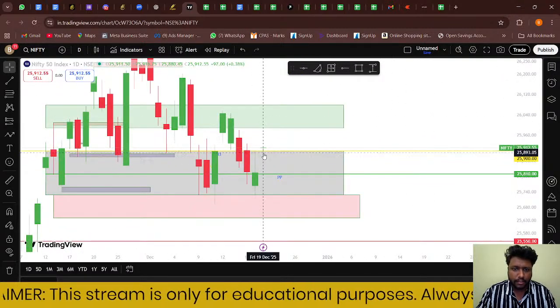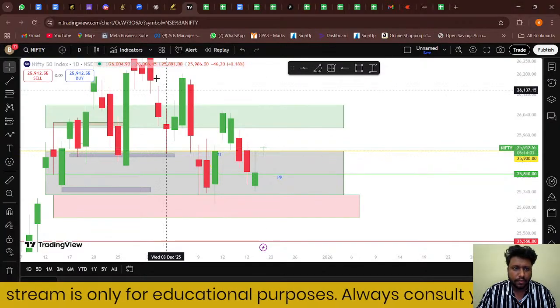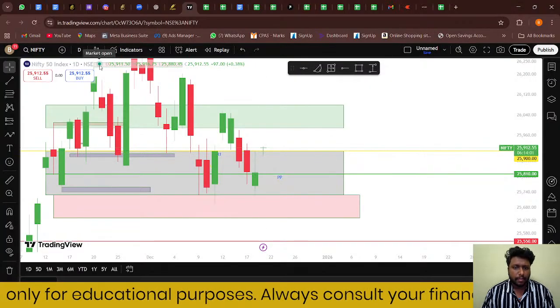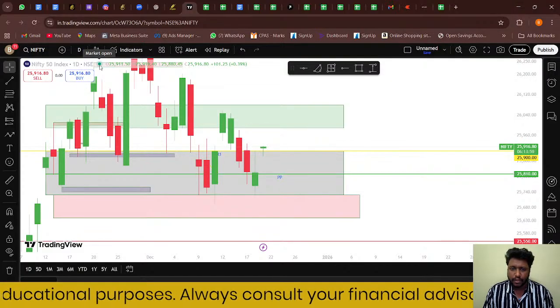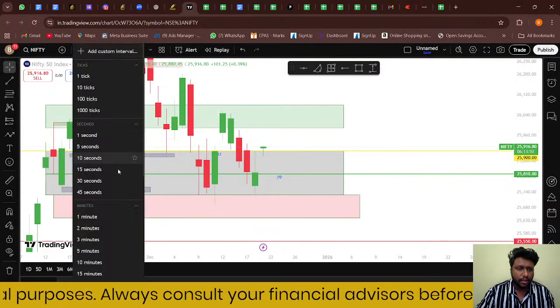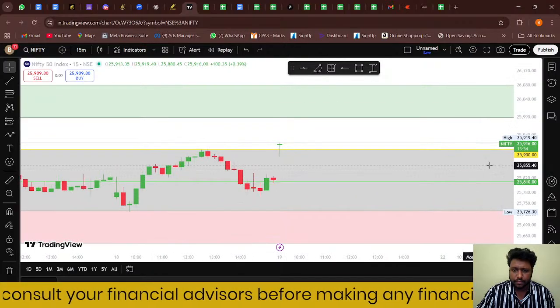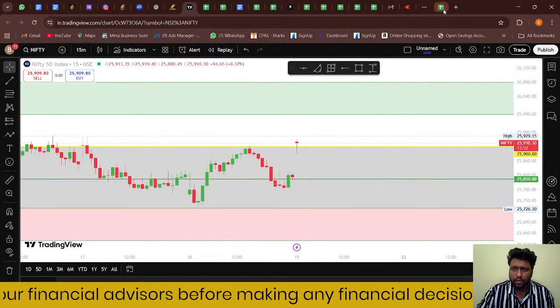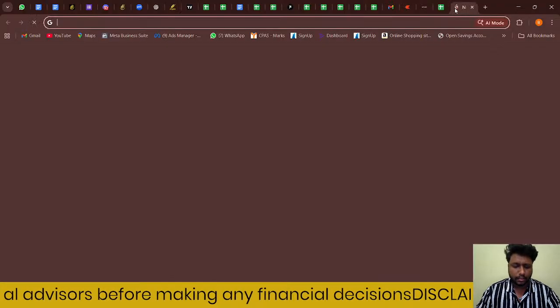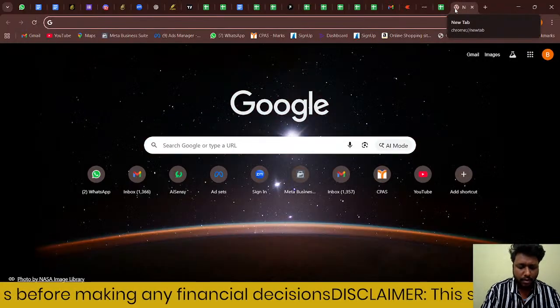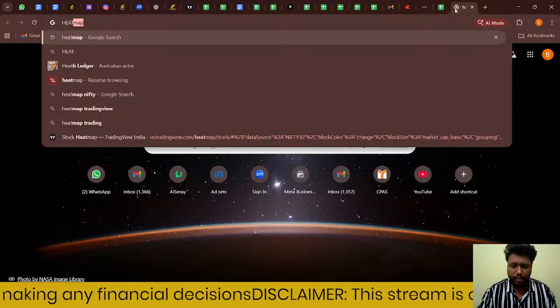So it opened, it tested our level as well, and we will wait for this initial market settlement. We will just wait for that level. We will see how the openings happen on a sectoral heat map. We will check on the heat map.